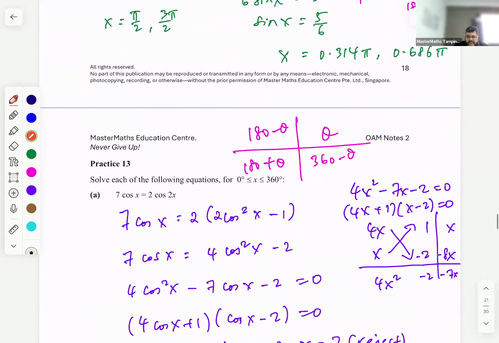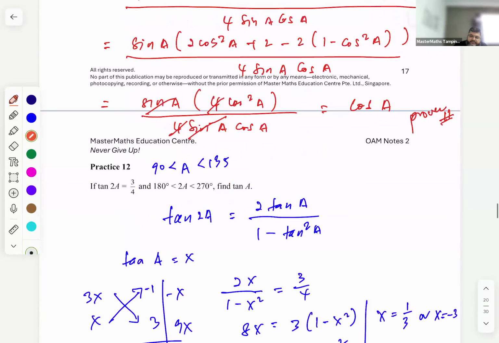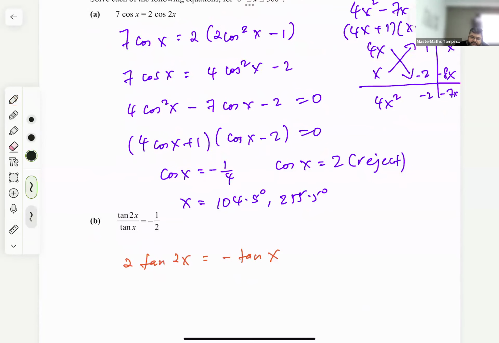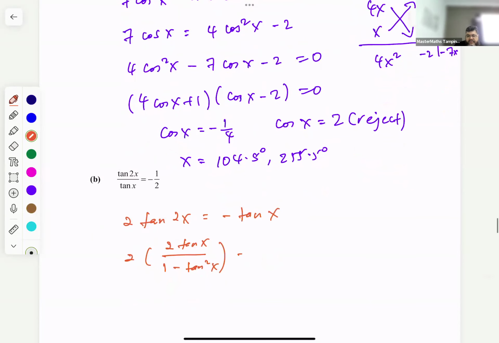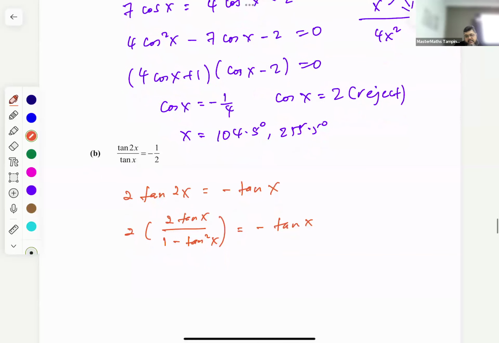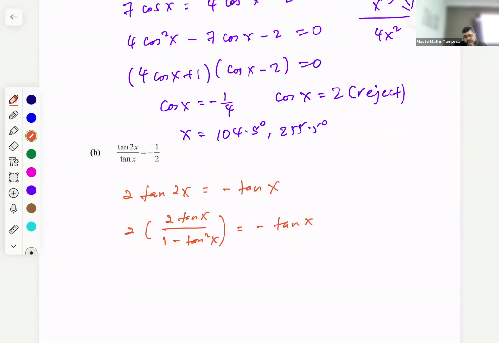Where is the formula? What's the formula? Tangent 2x is equal to 2 tangent x over 1 minus tangent squared x, am I right? That is now equal to negative tangent x. Okay, what's the next thing you're going to do? Come, y'all try first. Not every time I give the answers will it be easy for y'all.